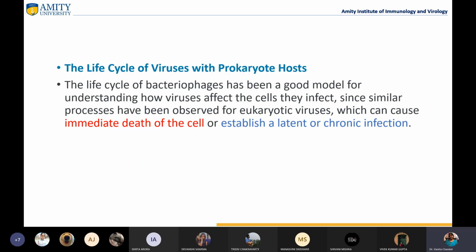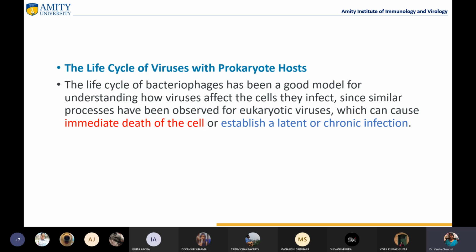So the life cycle, first we'll discuss the life cycle of viruses with the prokaryotic host. Bacteriophages have always been a good model for understanding how viruses affect the cell, how they infect, and how similar processes have been observed. You see, the life cycle of viruses infecting humans is similar to how they infect bacteria or prokaryotes.